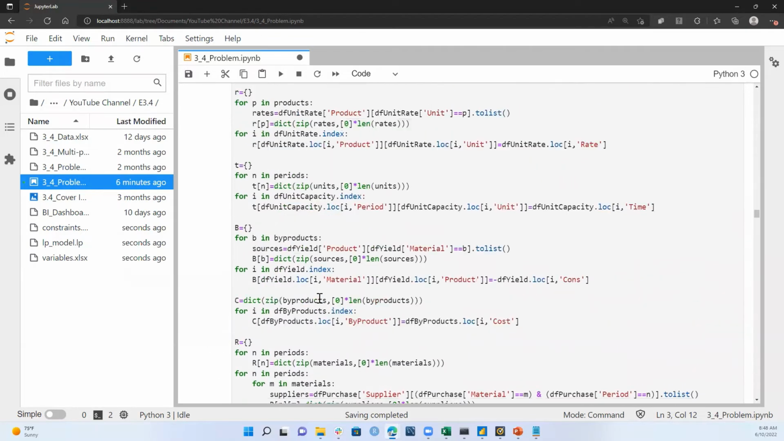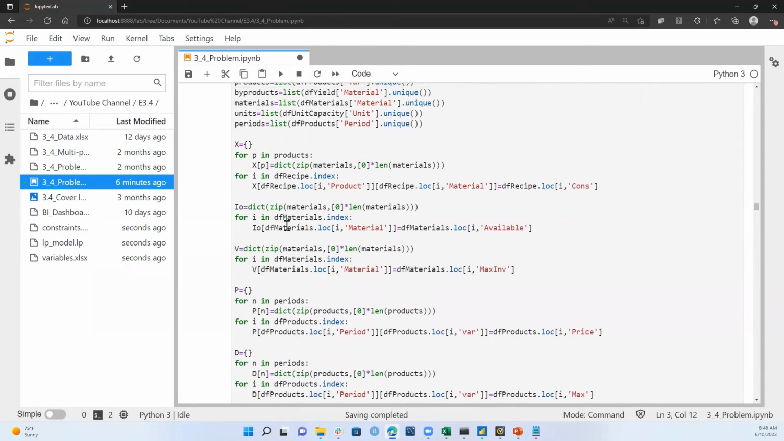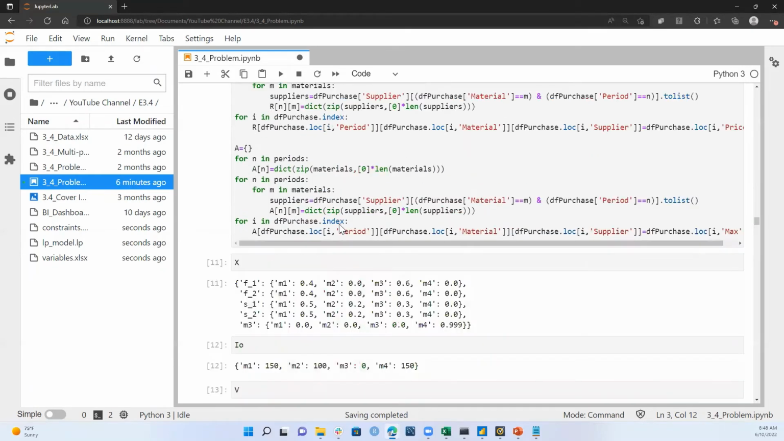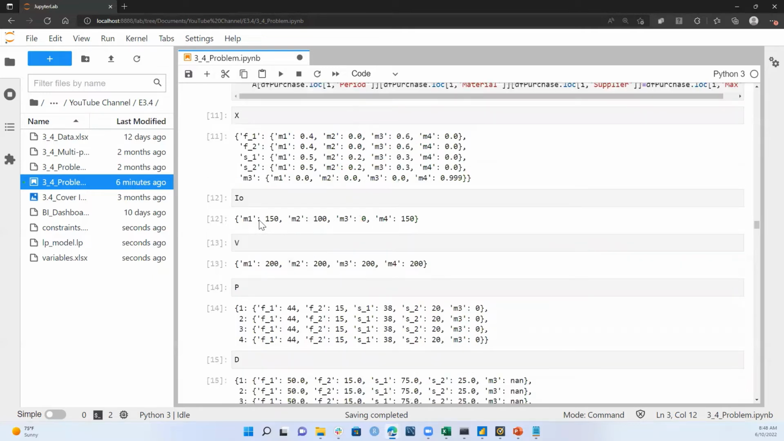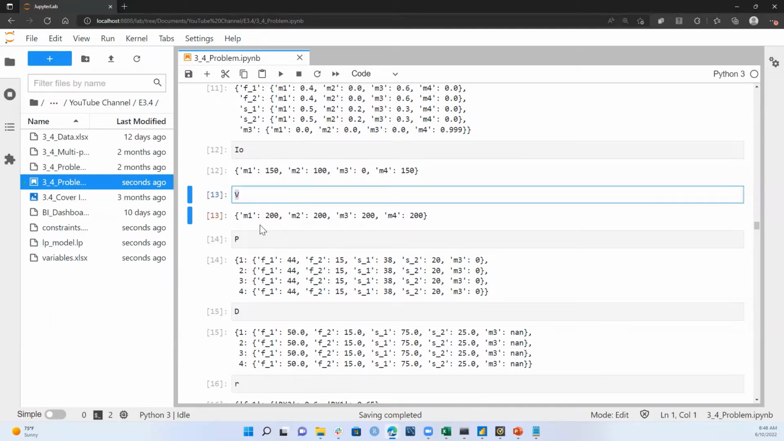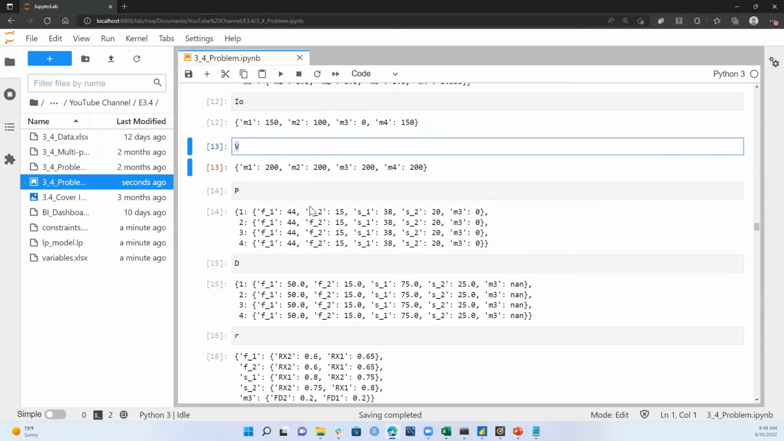It's time invariant. The next one that we create is our opening inventory dictionary. So this is going to be essentially the on-hand material that we start with in inventory, which we got from our materials table. That's pretty straightforward. We have our material and then the opening inventory, 150 and 100 for materials 1 and 2, 0 for material 3, and 150 for material 4. We make another dictionary V, which again we'll use to create upper bounds on the inventory variable. So this is the maximum amount of inventory that we can have on hand at any given moment for any of these materials, 1, 2, 3, or 4.